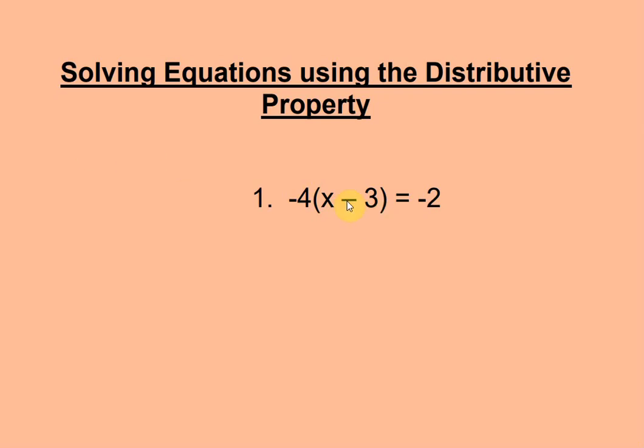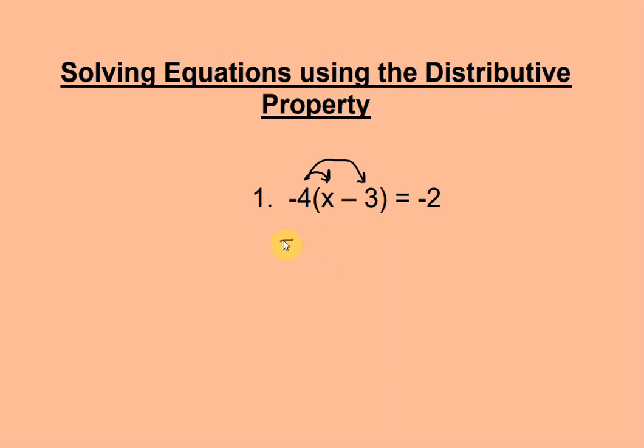Okay, so to get rid of the parentheses, we use the distributive property. The distributive property tells us that if we have a term that's touching a set of parentheses, we can distribute that term into the parentheses by multiplication, and then that gets rid of the parentheses. So that's what I'm going to do. I'm going to distribute this negative 4 into the parentheses using multiplication.